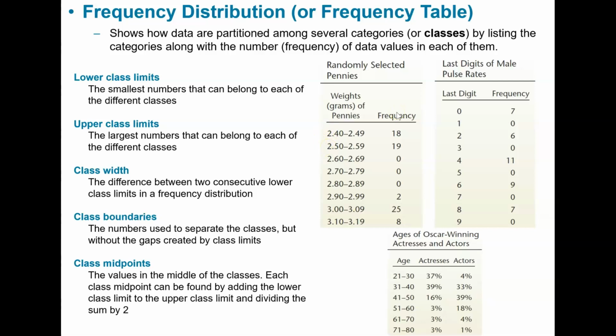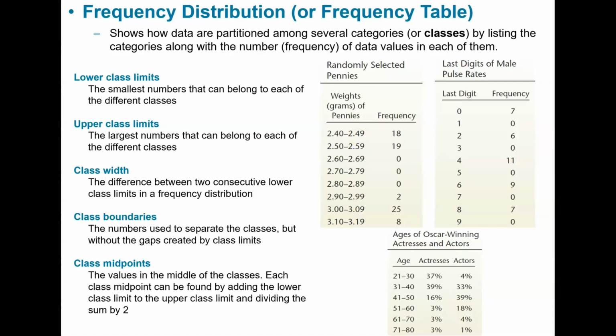We also need to know some more definitions. The class boundaries are the numbers used to separate the classes, but without the gaps created by the class limits. If you look at the first table, we can see that between 2.49, the upper class limit of the first class, and the lower class limit of the next class, 2.5, there is a tiny gap. We want to close that gap. That's why we create class boundaries, and we will learn how to do that.